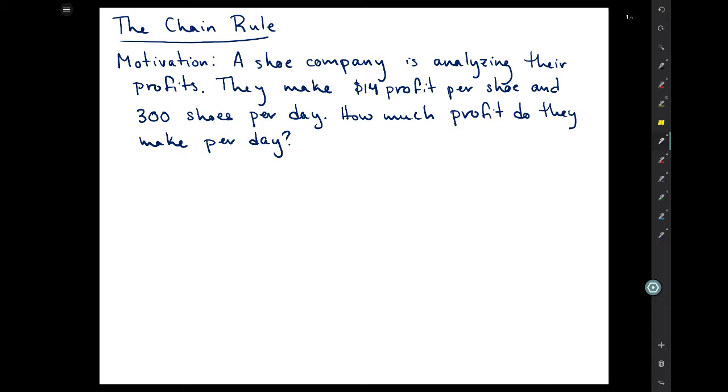Let's say that a shoe company is analyzing their profits, and they know that they make a $14 profit per shoe, and they make 300 shoes per day. And they want to answer the question of how much profit do they make per day. So, this is not hard to answer. We look at this and we say, okay, this means they make a total of 14 times 300 in profits per day.